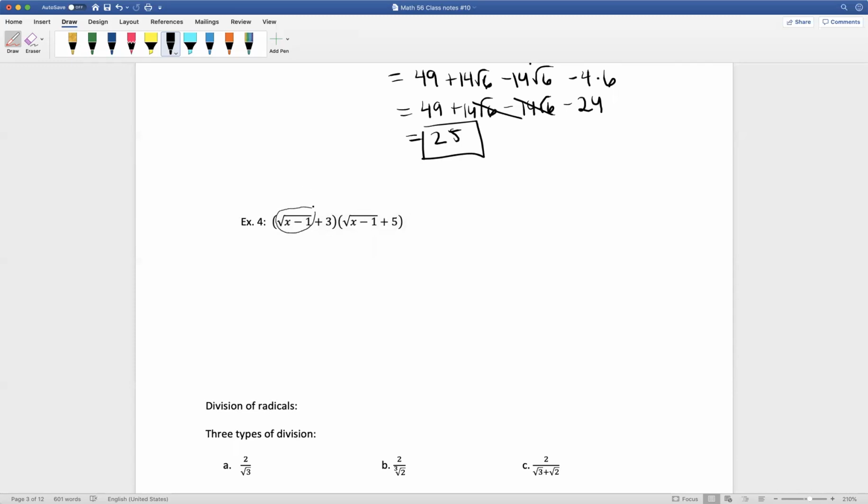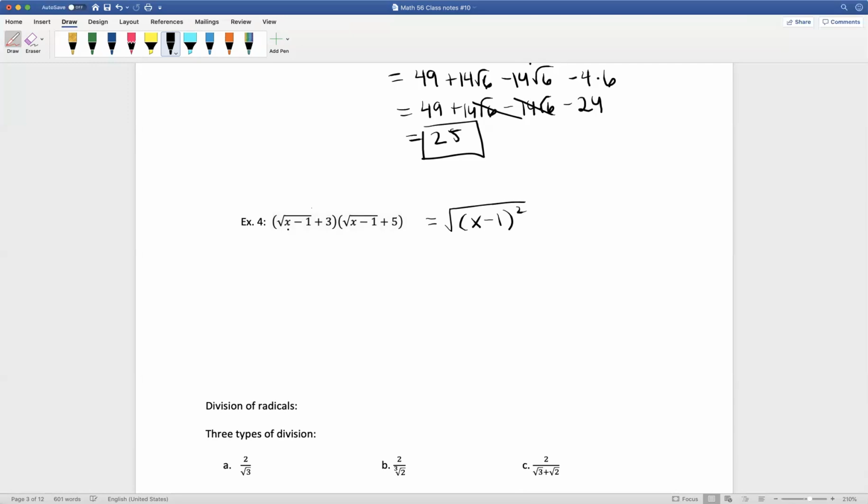That whole thing is under the radical. This guy over here is one term as well. That whole thing is under the radical. So this is still a binomial times a binomial. All right, so let's see what we have when we have a binomial times a binomial. The square root of x minus 1 times the square root of x minus 1 is the same thing as saying the square root of x minus 1 squared. So that's for the first two.